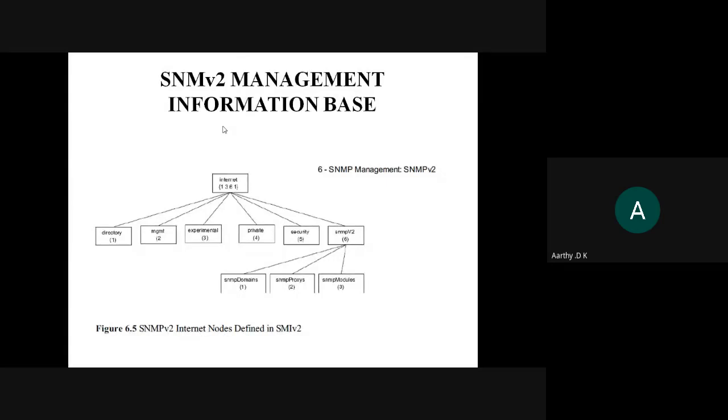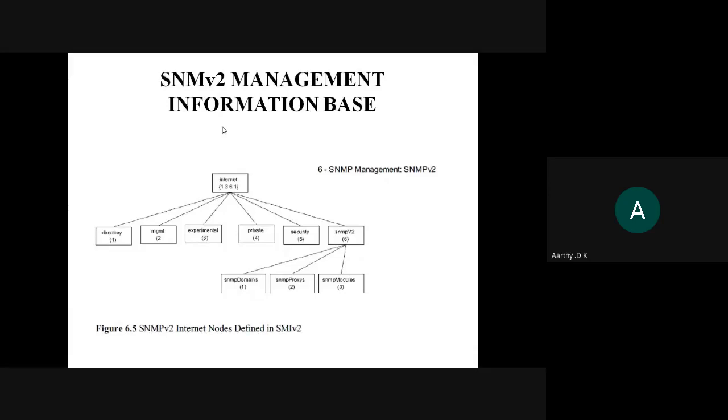Next is the SNMP version 2 MIB. In SNMP version 1, this is what we saw, right? For the internet MIB, the internet object, we had directory, management, experimental, and private. Only these first four components. In version 2, as I told you earlier, security and SNMP version 2 modules were added on. Earlier, the internet MIB module contained directory, management, experimental, and private. Security and SNMP version 2 modules were added in SNMP version 2.